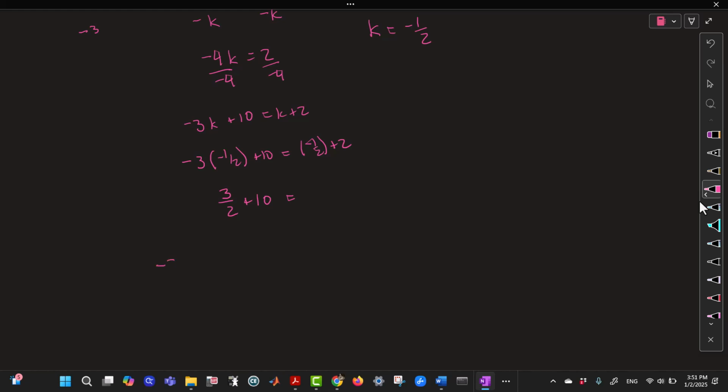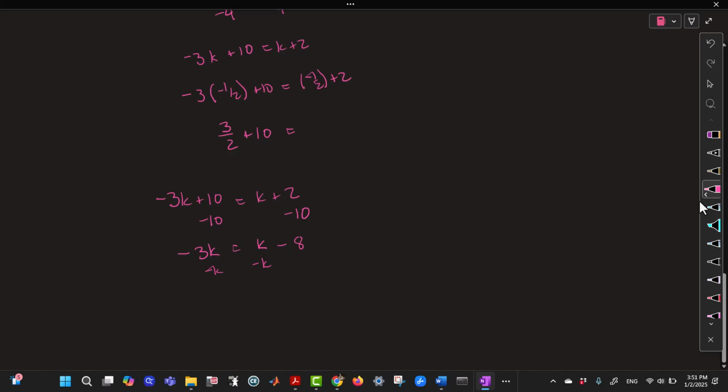So I have negative 3k plus 10 equals k plus 2. I want to start it the same way so I can not make the same mistake I made. So negative 3k equals k, 2 minus 10 is negative 8. Now I'll subtract k from both sides. Now it's looking more correct. So negative 4k equals negative 8. Divide both sides by negative 4, and I get k equals 2.